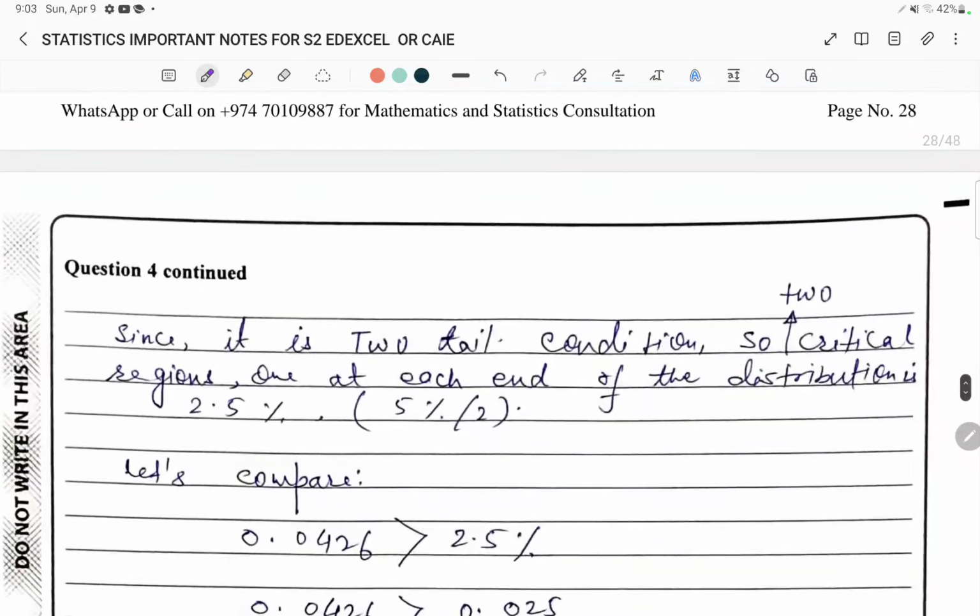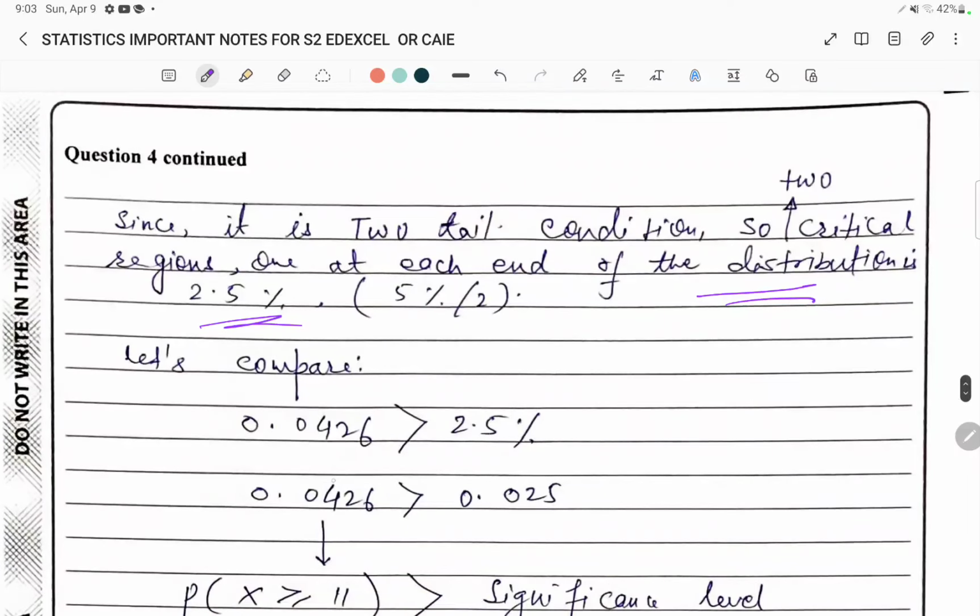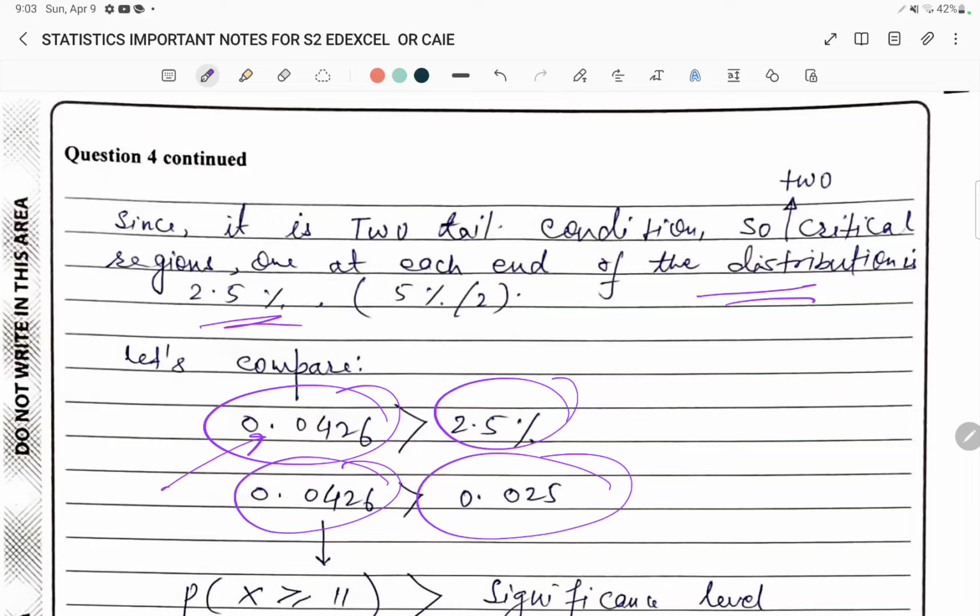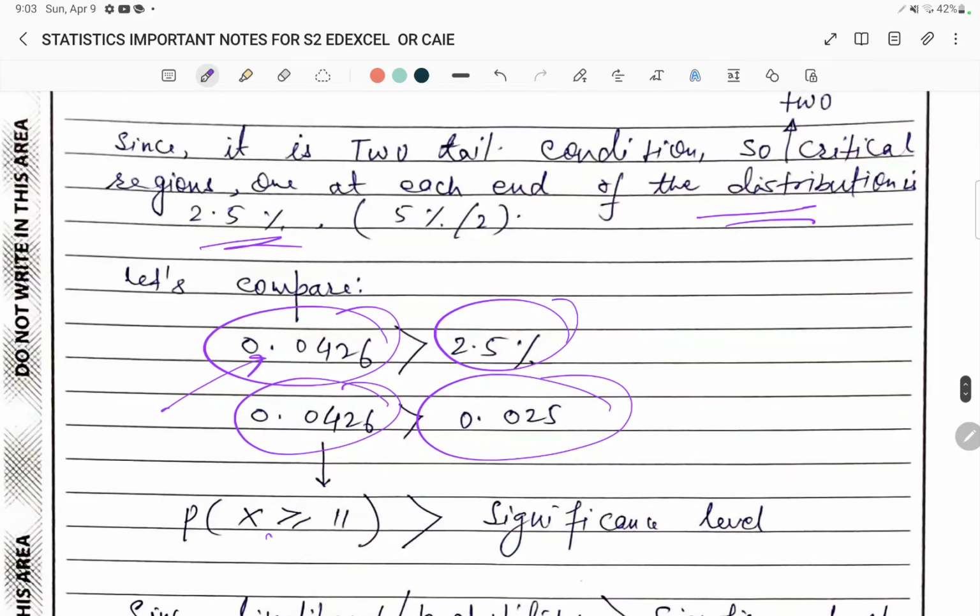Since it is a two-tail condition, there are two critical regions, one at each end of the distribution, 2.5% each. So let's compare 0.0426, which is our probability, with 2.5%. Our probability is greater than the significance level, right?